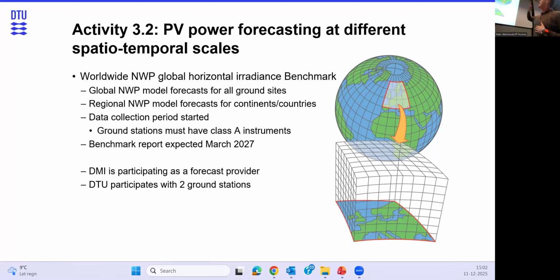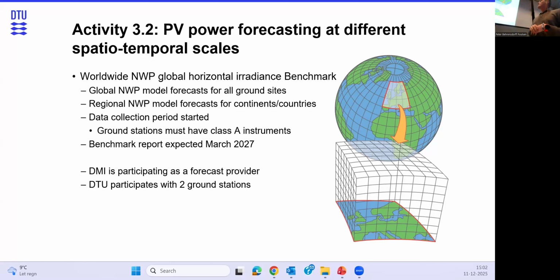It's a new study in the sense that we do it again, but it was actually done quite a few years ago. This is an update on a worldwide numerical weather prediction model benchmark, where what is benchmarked is the global horizontal irradiance outputs. There will be both global models and regional numerical weather prediction models used, and the models that are benchmarked will be tested against ground stations, where, for example, both the station that Adam just showed you a lot of pictures of and the station that we have here at Risø will provide the ground measurements as the ground truth.